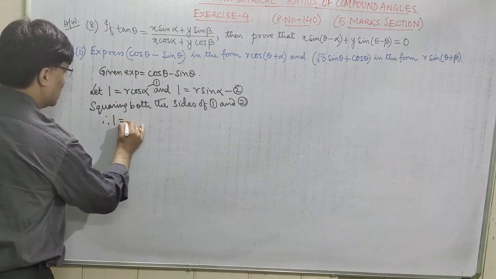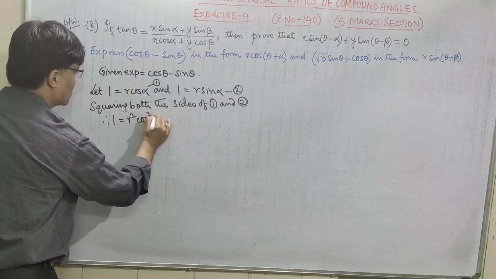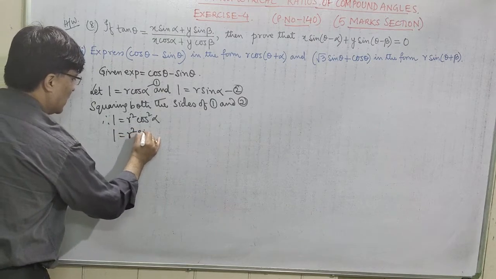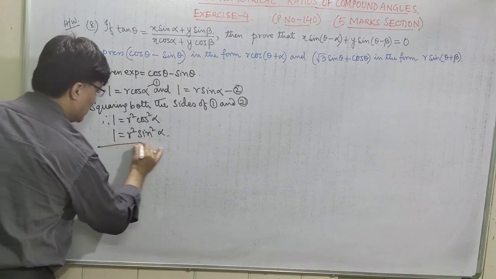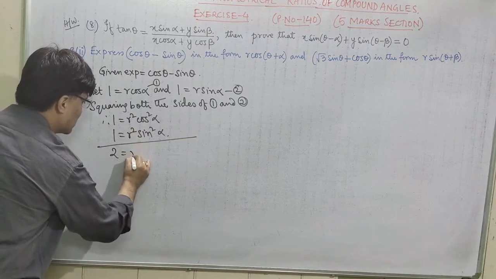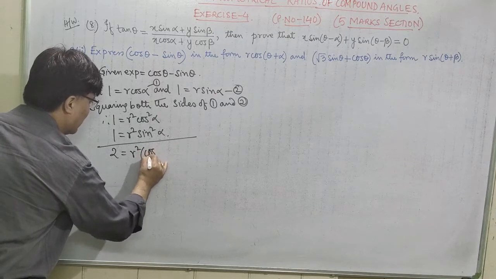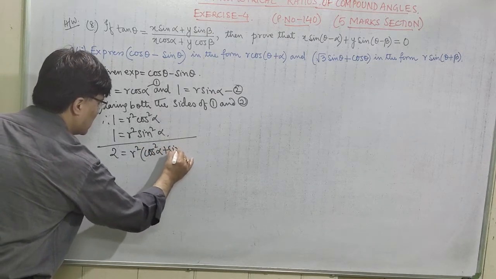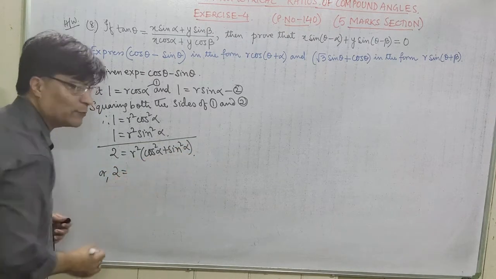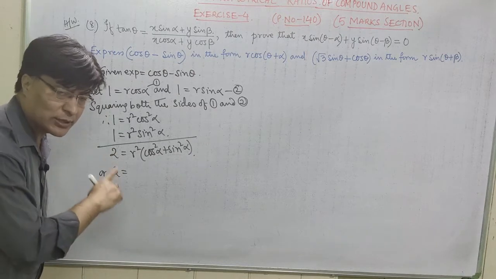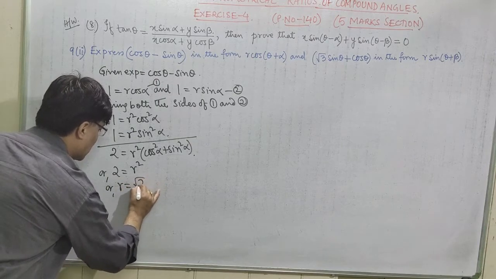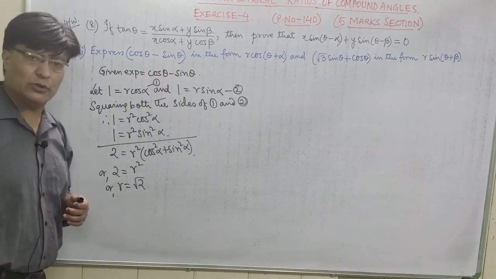What do we get? 1 is equal to r square cos square alpha, and 1 is equal to r square sin square alpha. Now let us add them. So 1 plus 1 is 2 is equal to, here r square is common, so within bracket we have cos square alpha plus sin square alpha. Cos square alpha plus sin square alpha is always 1, so it is r square into 1, which is r square. So r is equal to root 2.